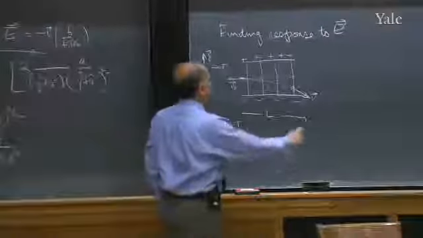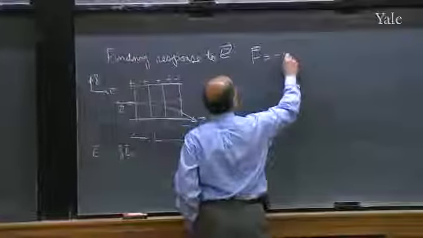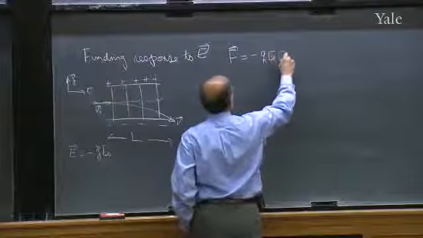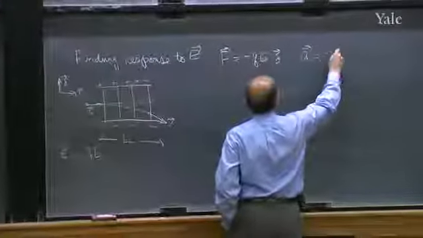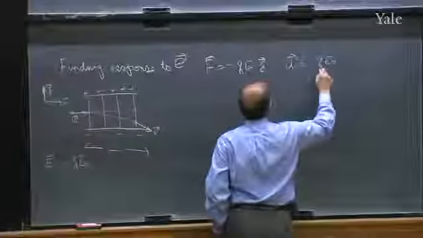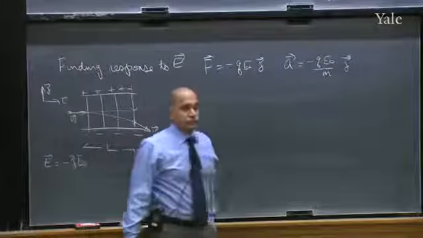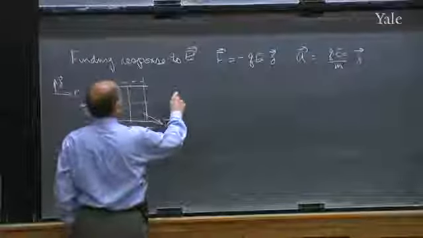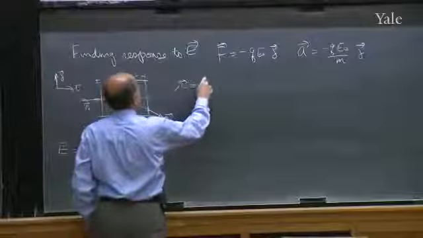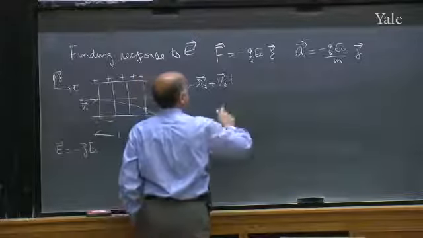Well, the force on this charge is equal to minus q times E0 j. The acceleration will be minus q E0 over m times j in the y direction. So what will be the position? Position will be from lecture number 1 of your Physics 200.